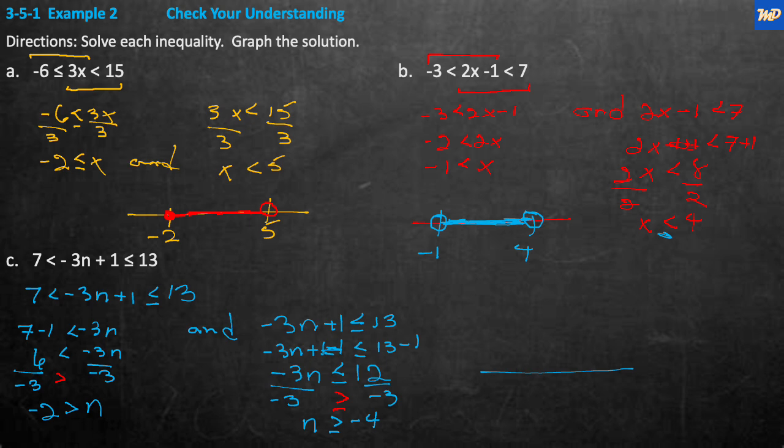We have to do some flipping, or think about it, right? If negative 2 is greater than n, that means, so if I draw negative 2 and negative 4, negative 2 and negative 4. So if I'm saying negative 2 is greater than n, and it's not or equal to, by the way, it's a circle.